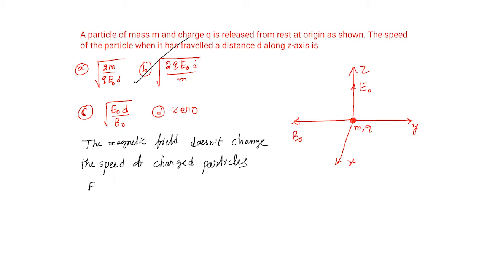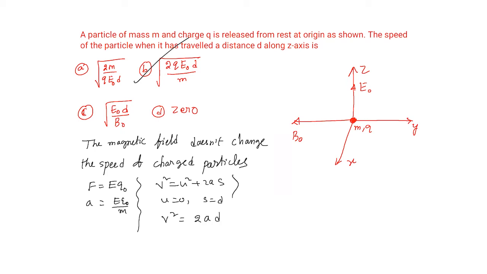So what is the electrostatic force? Electrostatic force is given by E Q naught. Acceleration is given by E Q naught divided by m. So speed will be changed by only this acceleration. It is starting from rest, so v square is equal to u square plus 2as. u is 0, s is d. So v square is equal to 2ad. We'll substitute a later. v equals root over 2ad, so that equals root over 2 into E Q naught divided by m into d. So this is the correct answer.